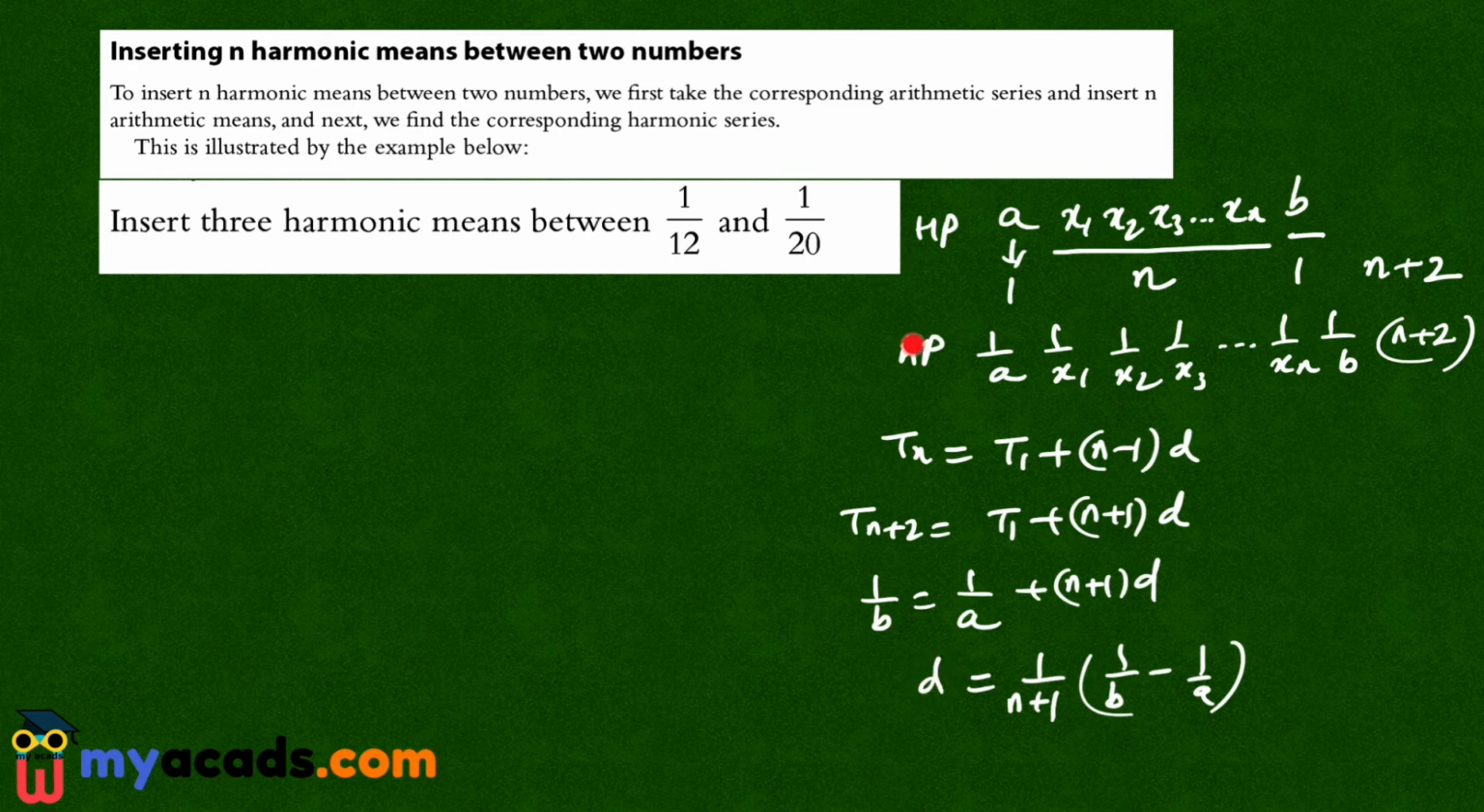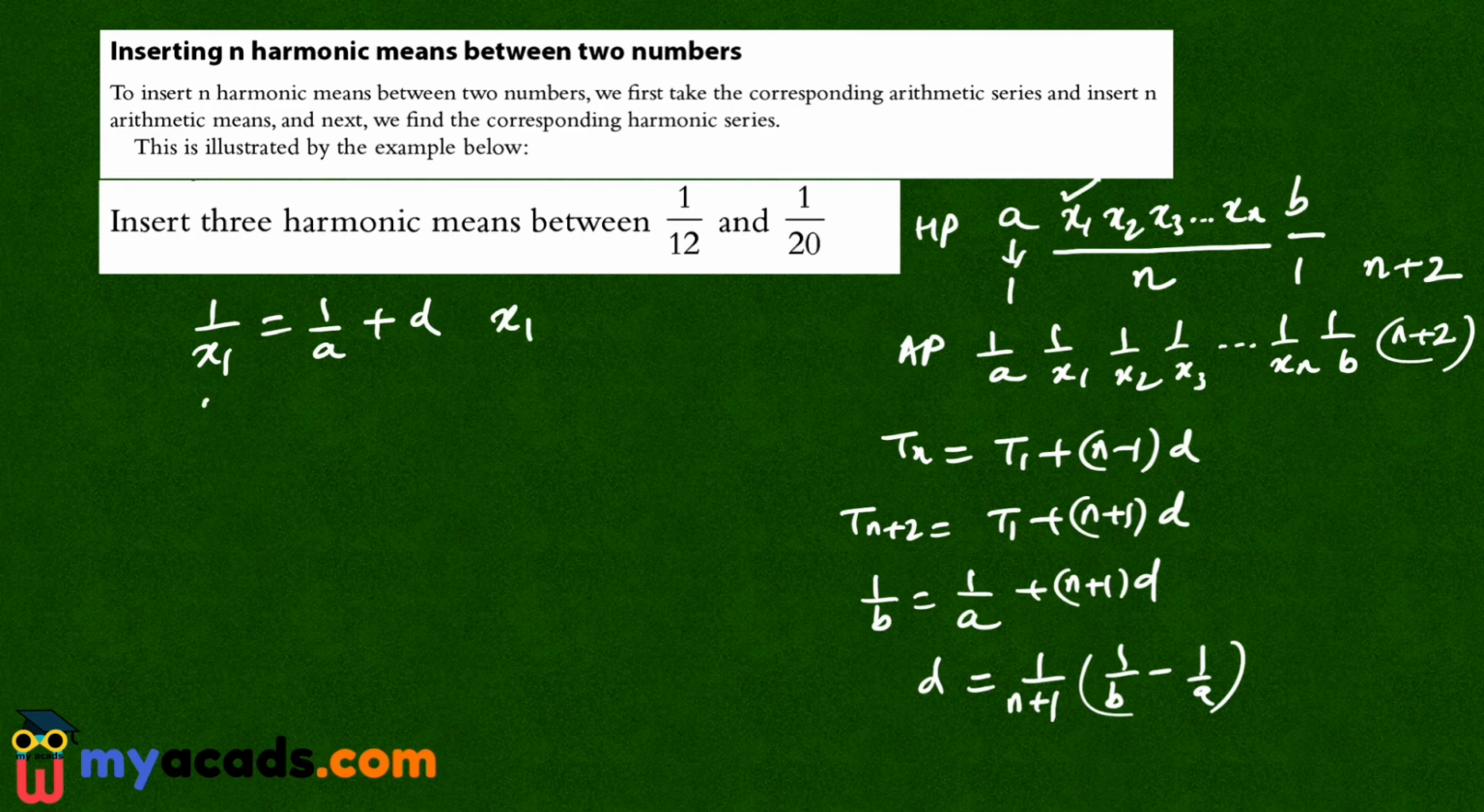Now in an AP I know my first term, I also know the common difference D, so I can find out all possible terms of the AP, and from this I can find the corresponding terms of the HP. For example, 1 upon x1, that is this term, is 1 upon A plus the common difference D. From this I can find the value of x1. That is my first mean.